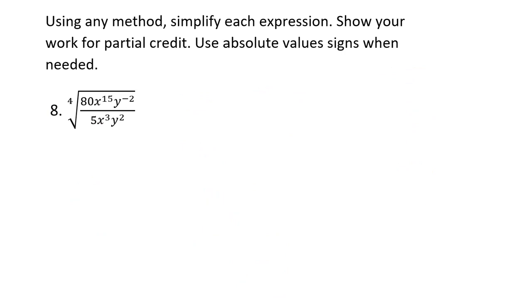Problem 8. Once again, I'm going to cross out this. This just means problem 8. Going to go ahead and do the dividing. We have the 4th root, and then 80 divided by 5 gives us 16. We got x to the 15 minus 3, and we have y to the negative 2 minus 2.